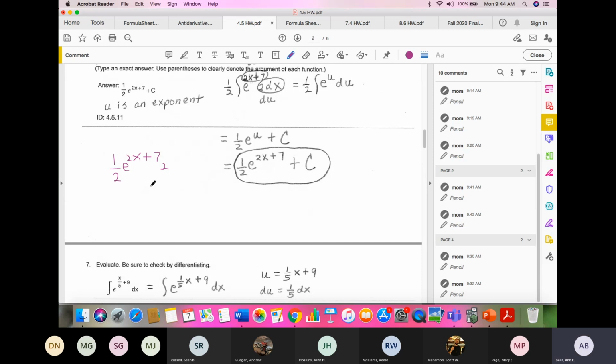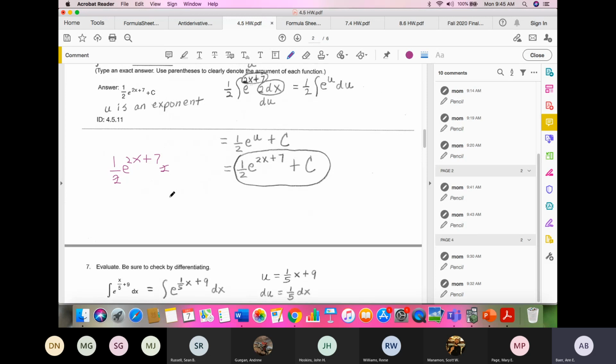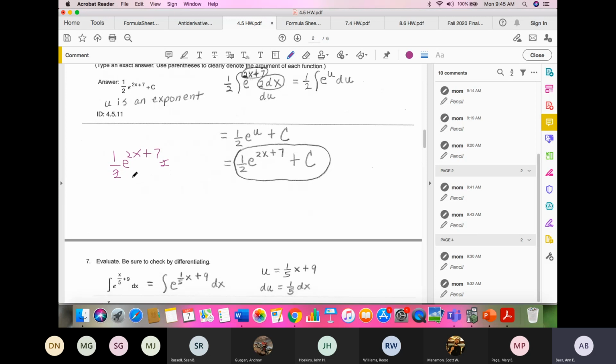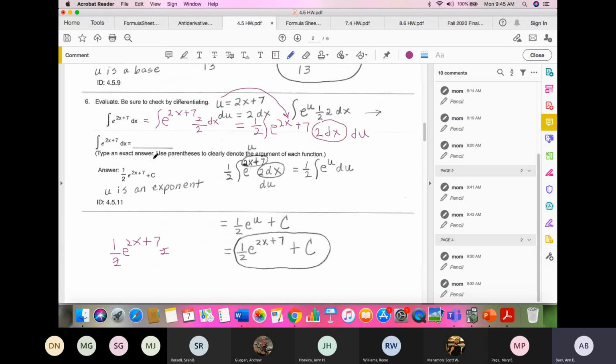So all we have now is this. This 2 cancels with this 2. So our original integrand should just be e to the 2x plus 7. I didn't write the dx in. I could have down here, but I don't need to because it always works like that. So you see, we got back e to the 2x plus 7. Any questions on number 6?